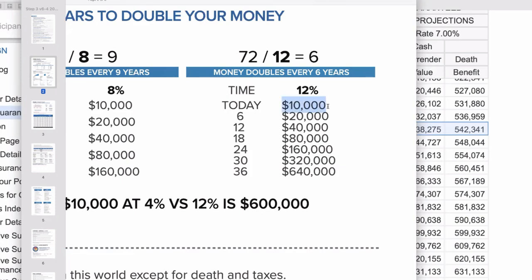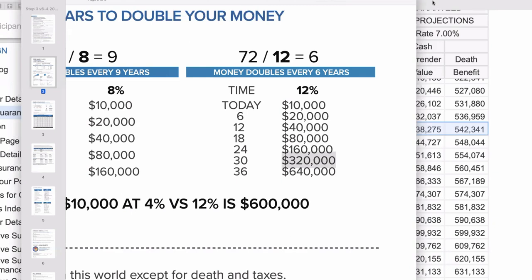I start with 10,000, correct? By the time 30 years goes by, my 10,000 has grown to $320,000. Is that correct? So it took me 30 years. Listen carefully here. It took me 30 years to get my 10,000 to become 320,000. So it took me 30 years to make $310,000. Everybody with me on this?